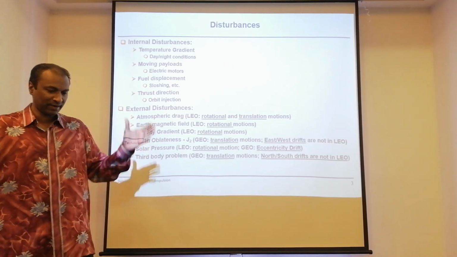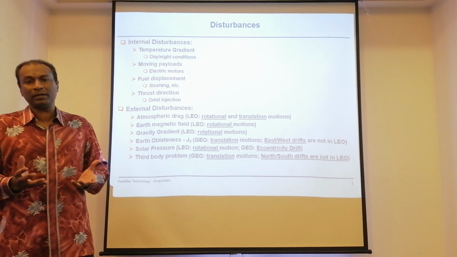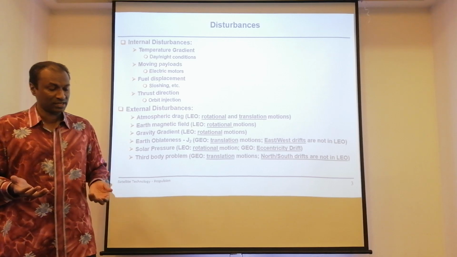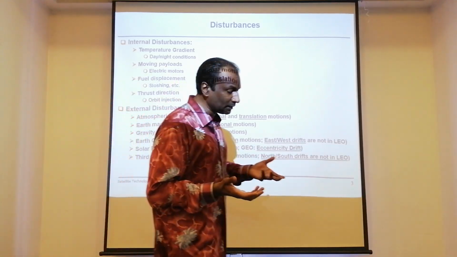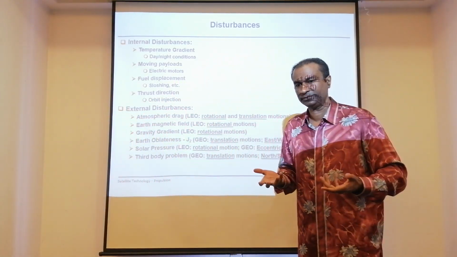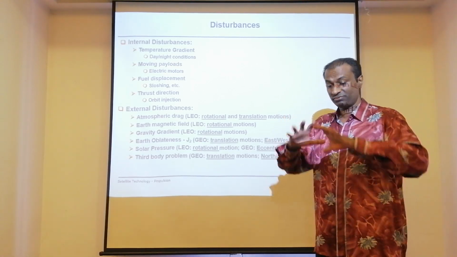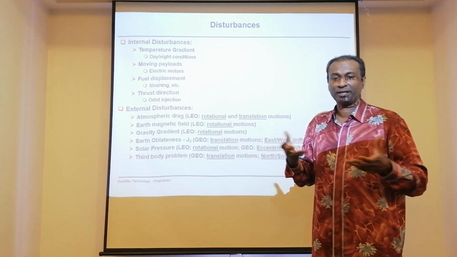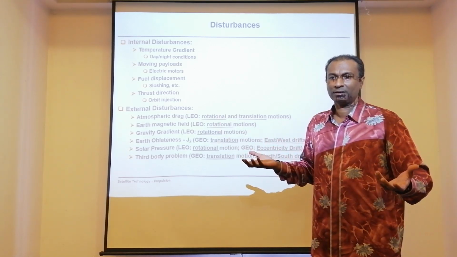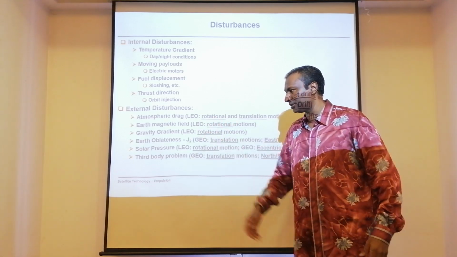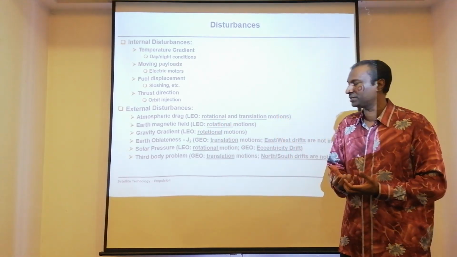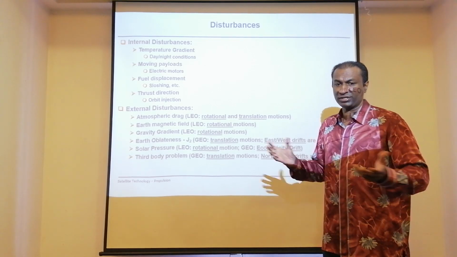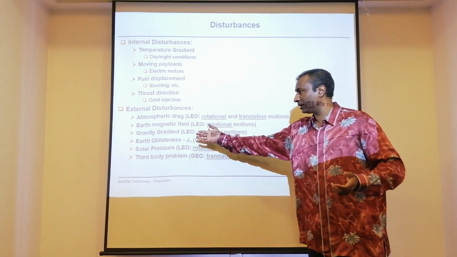Earth magnetic field: a satellite is full of electronic systems. There is electrical, we have learned that also. We have seen in a power system, we have cables running, and the cables are also governed by the Earth magnetic field. You put a cable with electricity, then you definitely would have a reaction. So the Earth magnetic field is also going to disturb us. In LEO, it is going to cause us a rotational motion. You will see that. Gravity gradient.